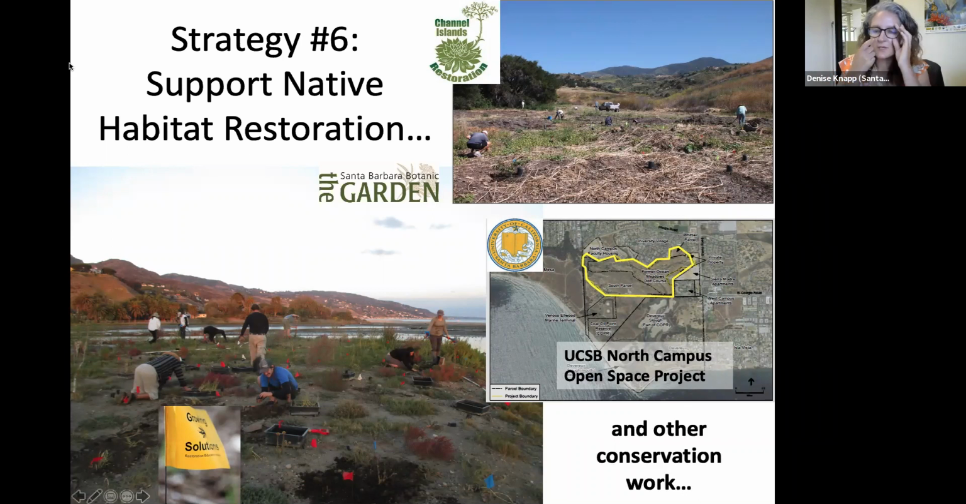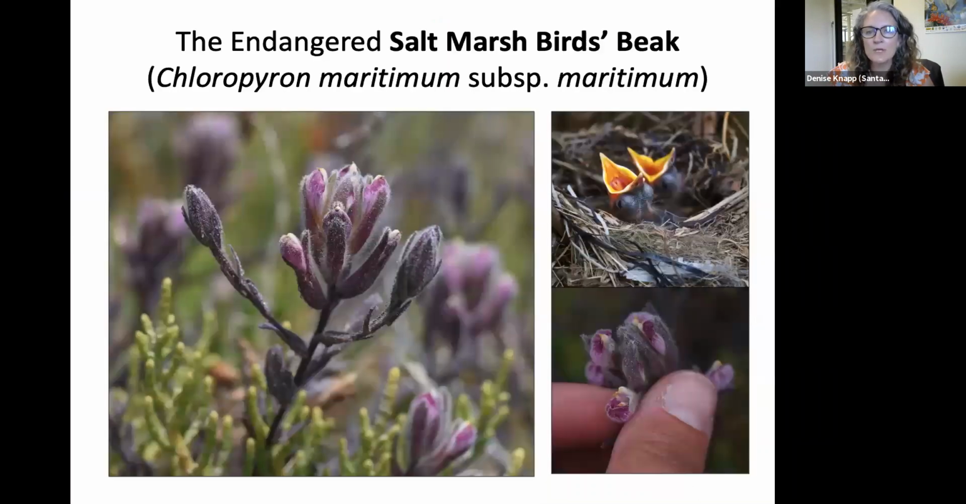And other conservation work. So the last story that I wanted to leave you with is about a rare plant. We do a lot of work trying to figure out who uses what, so we can do this better. This is the salt marsh bird's beak. It's endangered. It's found in high salt marshes. It's kind of a rare, showy, larger flower. You can see why it gets its name from these pictures here. Next.